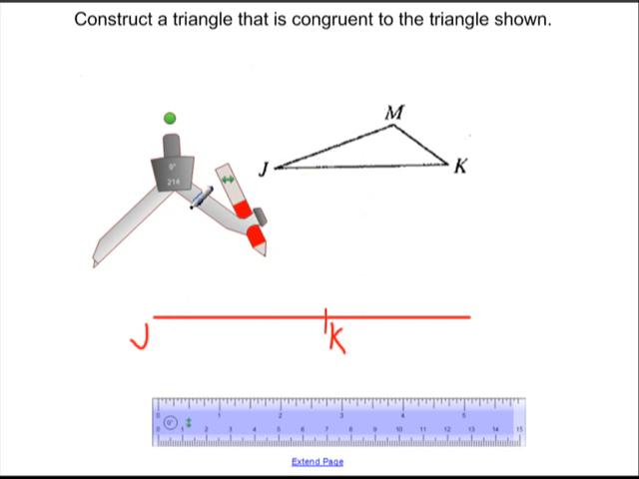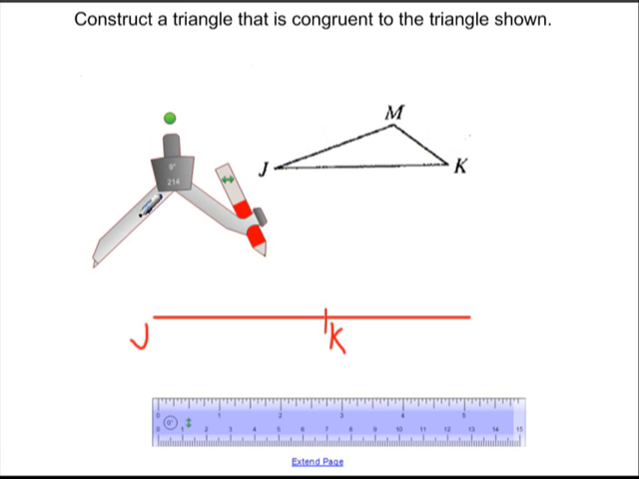Okay, now I need to find point M. So here's the thing. I know that point M is JM away from J, but it's also KM away from K. So if this, I'm making up numbers here, if this was like 5 inches and this was like 3 inches, I'd need to find a point that's both 5 inches away from J and 3 inches away from K. So we're not using actual measurements, but we are using our compass.